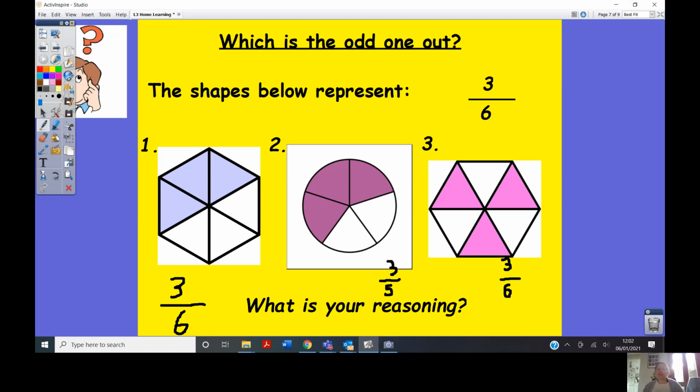However, the middle shape is only divided into 5 equal parts. The others are divided into 6 equal parts. So our odd one out is 2 because it is divided into 5 equal parts, not 6 equal parts. Therefore, it doesn't represent 3/6, it represents 3/5.